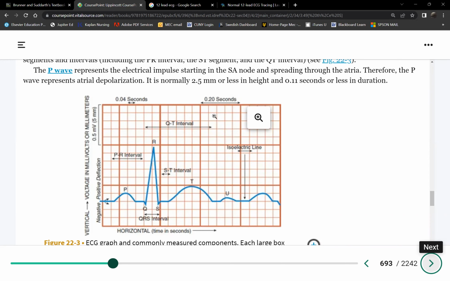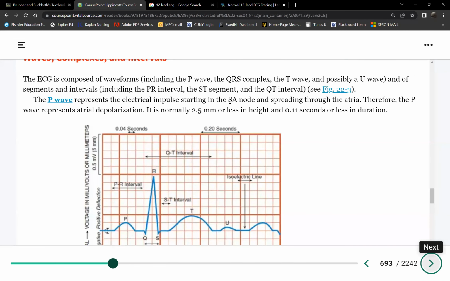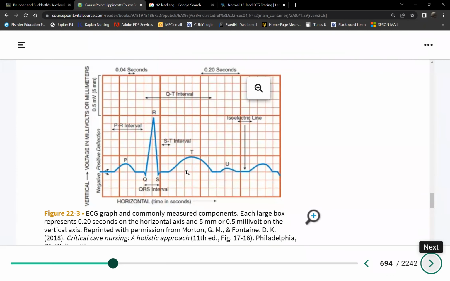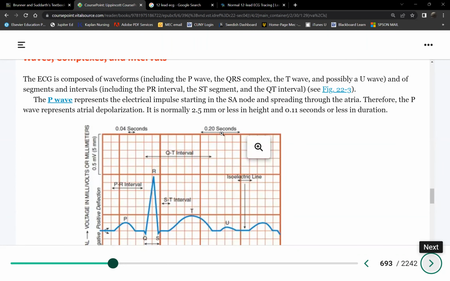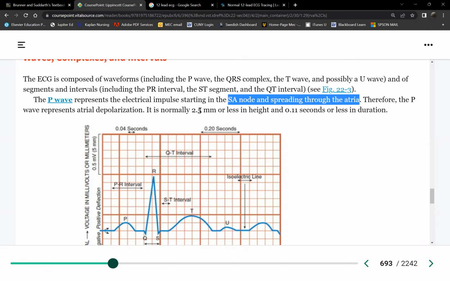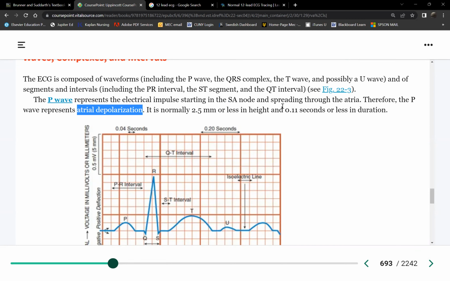Correct. So what does it represent? It represents the time. Remember, this is all time. So the horizontal line is time. What time is it representing? It's representing the time that it takes for the impulse to leave the SA node and spread through the atria, because this represents atrial contraction or atrial depolarization.